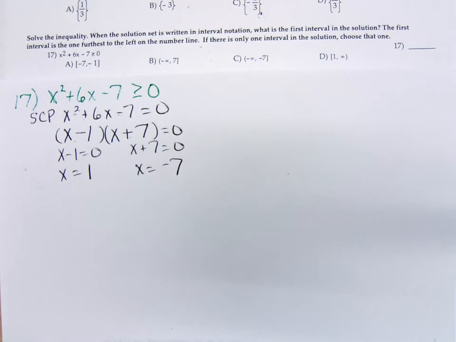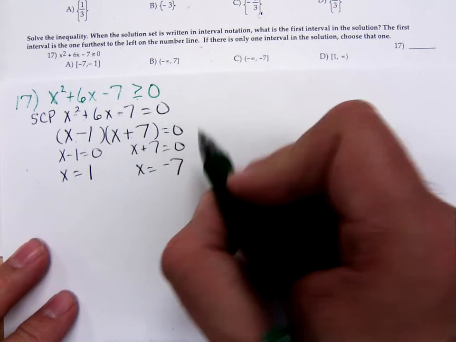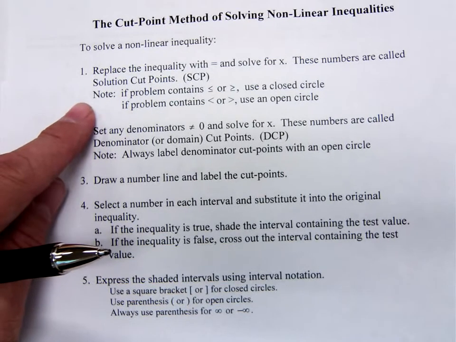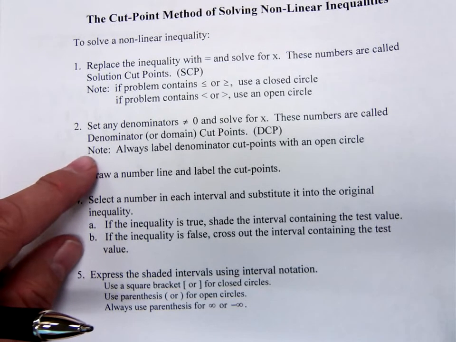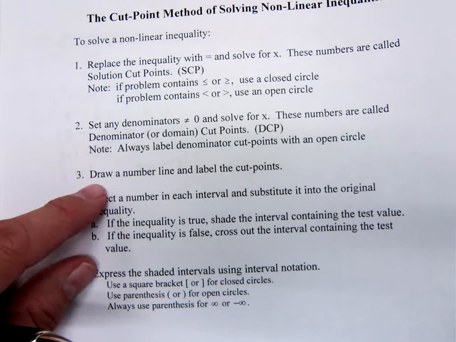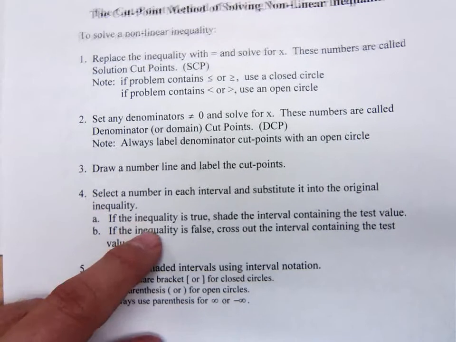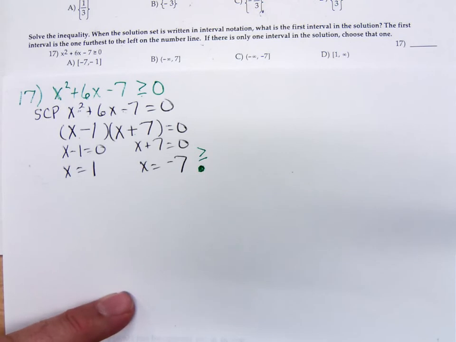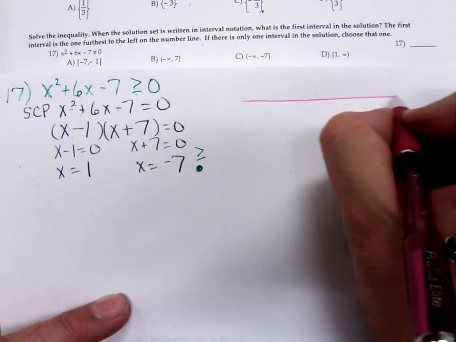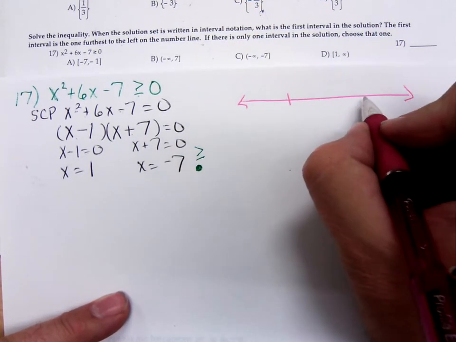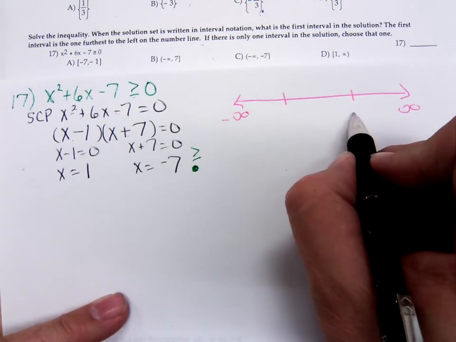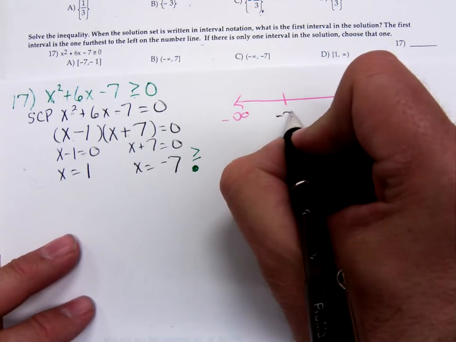You look at this symbol to decide between open and closed circles. What are we going to use? That's going to be closed. We have a little sequence of steps that you just follow. It'll give you the answers. Next, you find denominator cut points, but there aren't any denominator cut points. So now we're going to draw the number line, label the cut points, and test the interval. So drawing the number line. Be sure you label those cut points in numerical order. Don't put the 1 here and the negative 7 there, or you're going to mess up. Negative 7 should be to the left of the positive 1.